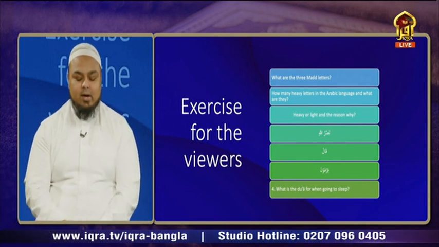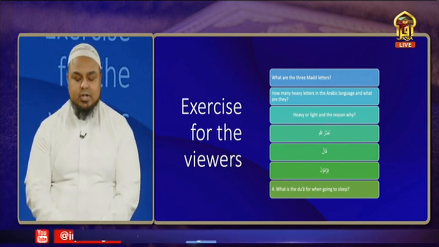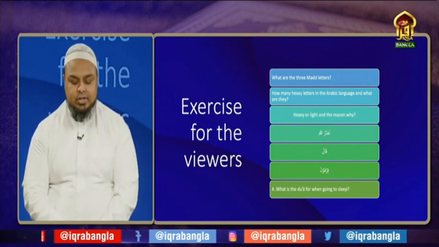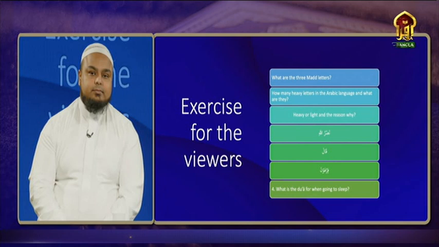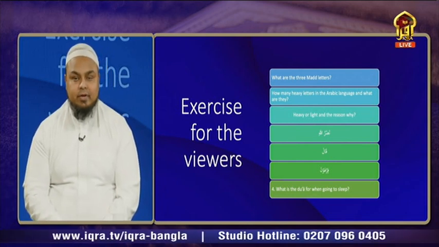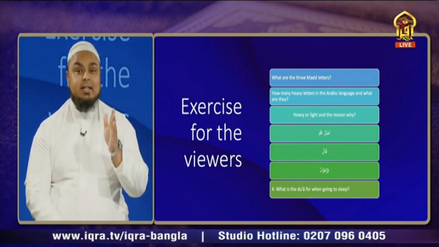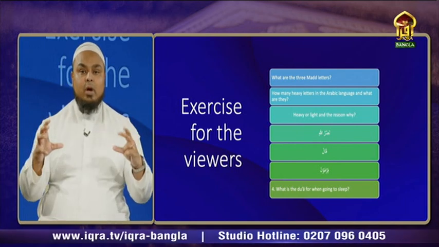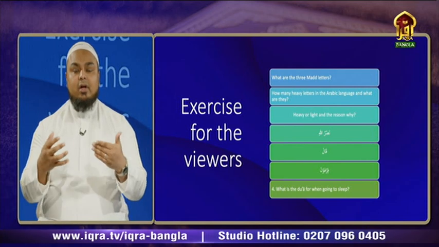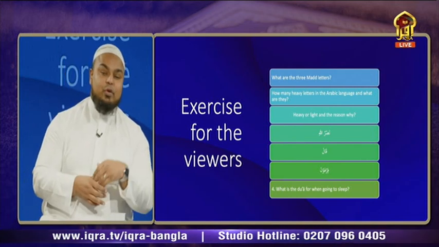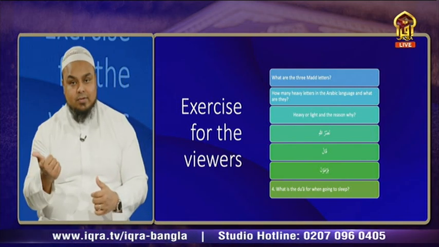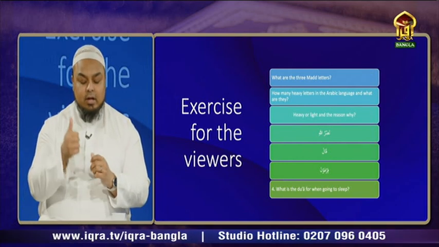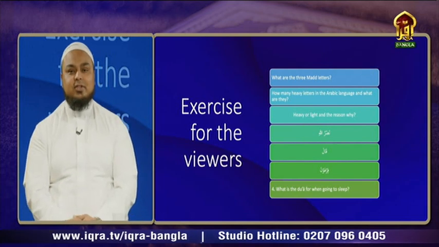Alif, Waw, and Ya. The next question was, how many heavy letters are there in the Arabic language and what are they? They can be combined. Firstly, there are seven letters, and they can be combined in the words khussa dhagtin qidh. For those of you who didn't memorize the words but got the letters right: kha, sad, dad, ghain, ta, qaf, and dha, then you can give yourself a pat on the back, inshallah.